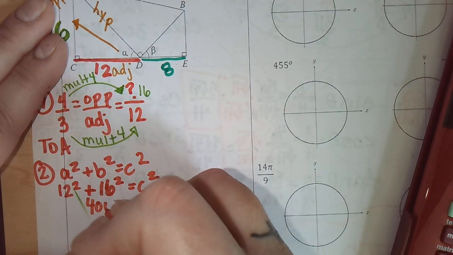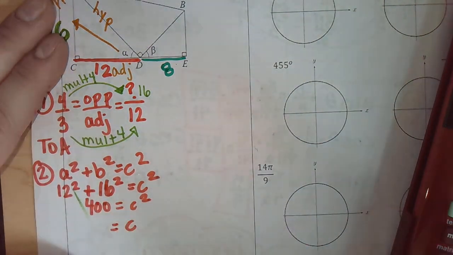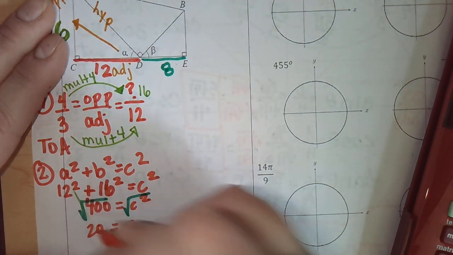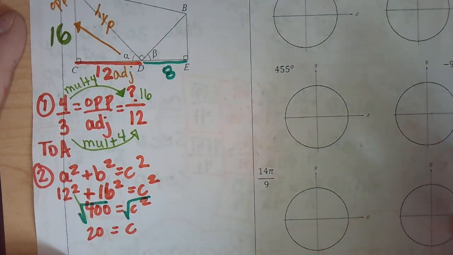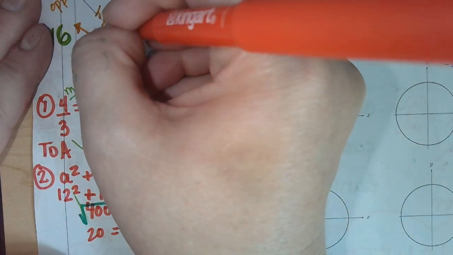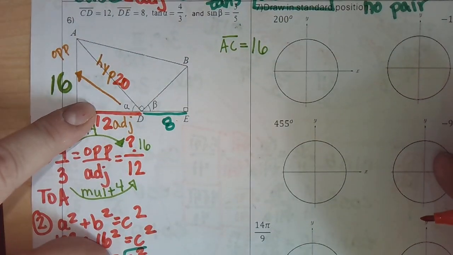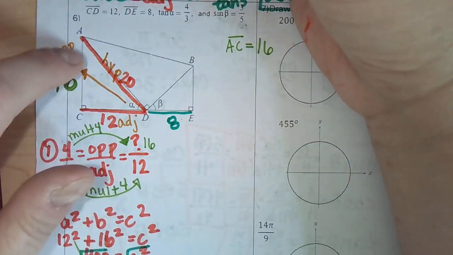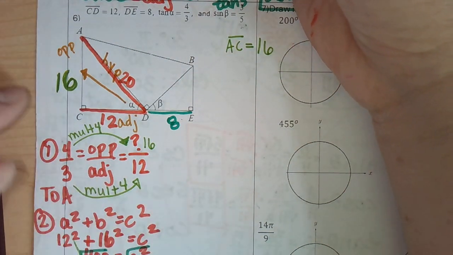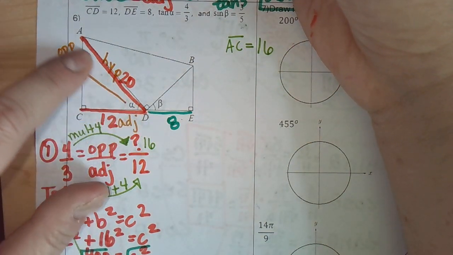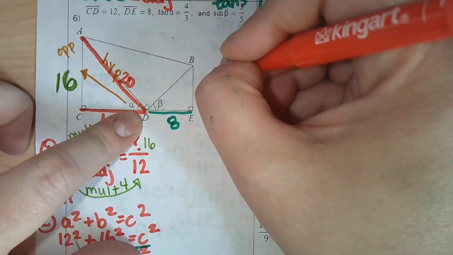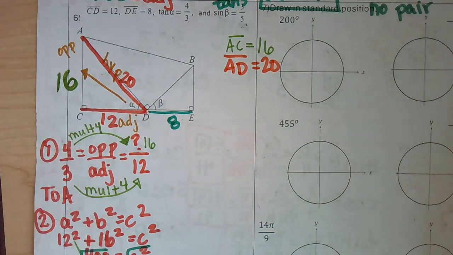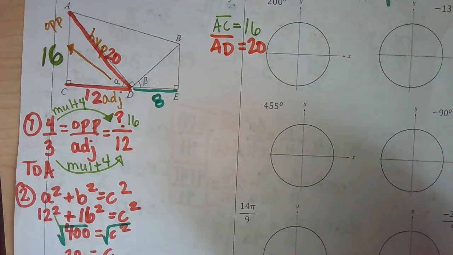We get 400 equals C squared. We put a house on that wicked witch, square root, and we get 20. So 20 is that hypotenuse of this left triangle. Okay, and what is the label of that? It's from A to D, or you could have put DA, I don't care, but AD is 20. All right, let's keep going.